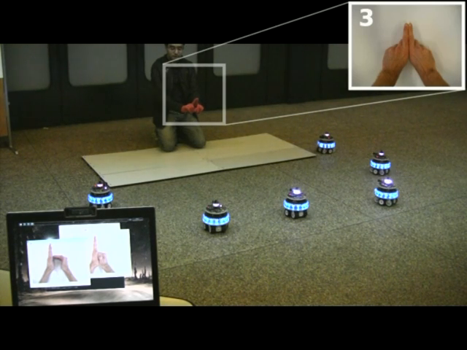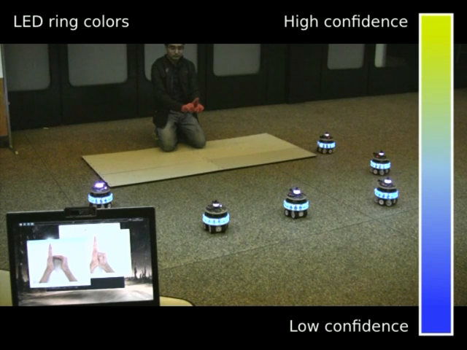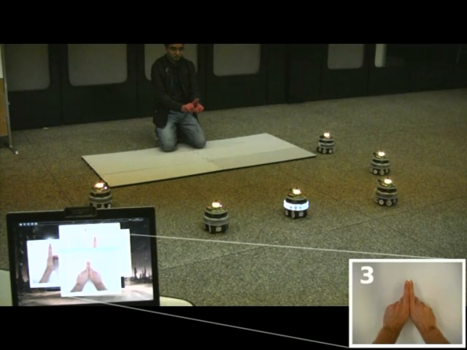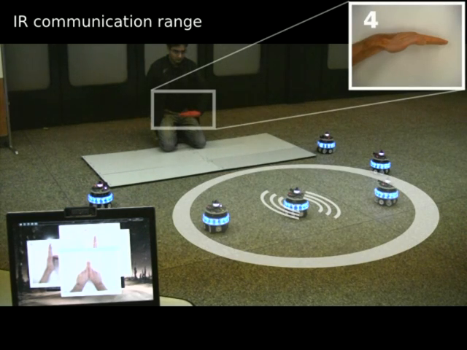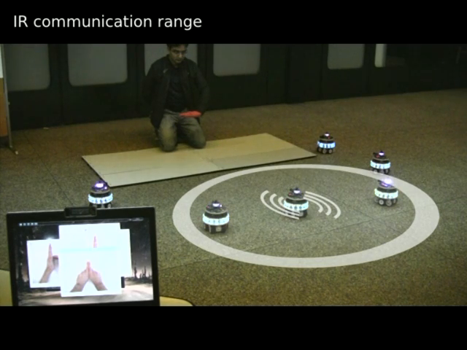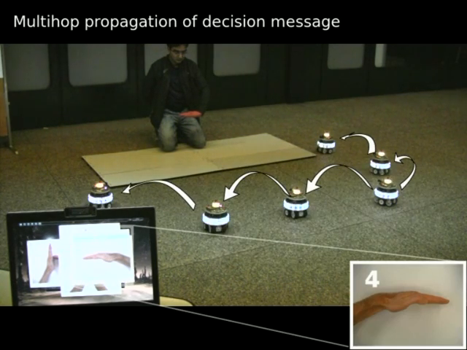The color of the LED ring around each robot represents its confidence. The value of the confidence threshold determines a trade-off between decision accuracy and speed. In this example, accuracy is given precedence over speed. Robots communicate locally through a low-bandwidth, line-of-sight, infrared-based system. Opinion and decision message packets are forwarded in a multi-hop fashion.